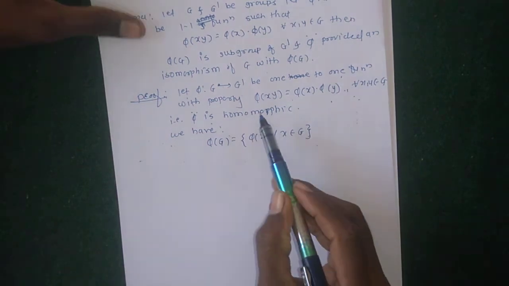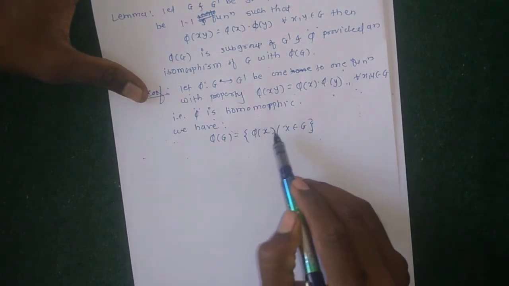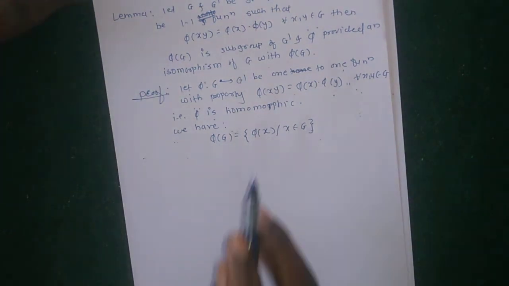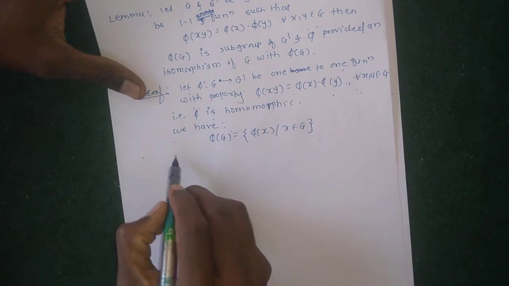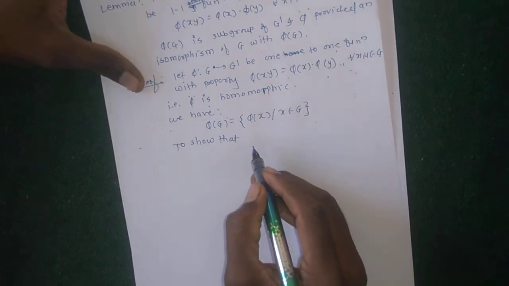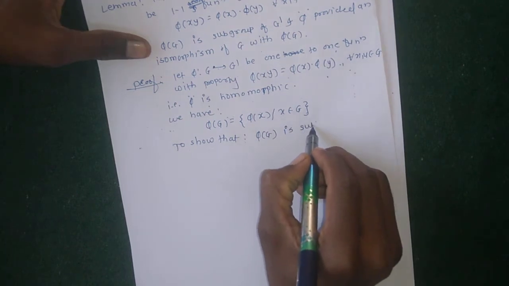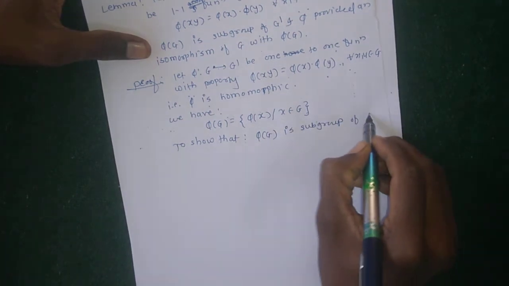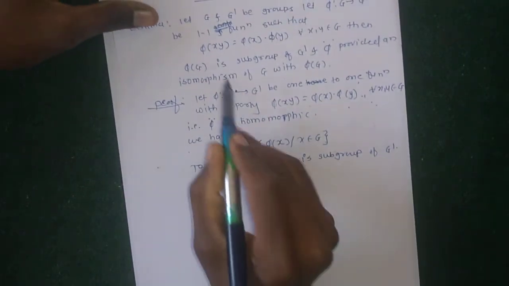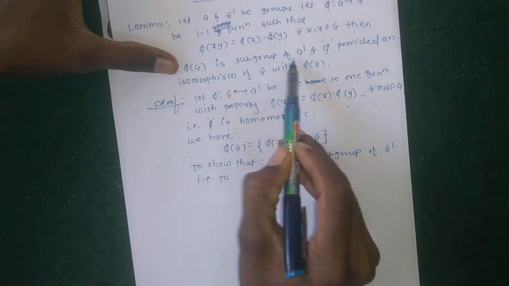Okay, it means for any x belonging to G, when phi is applied on that element, we get that element in the range set phi of G. So phi of G means the range set of G. To show that phi of G is a subgroup of G', that is, if phi from G to G' is one-one and satisfies the homomorphism condition, then phi of G is a subgroup of G'.